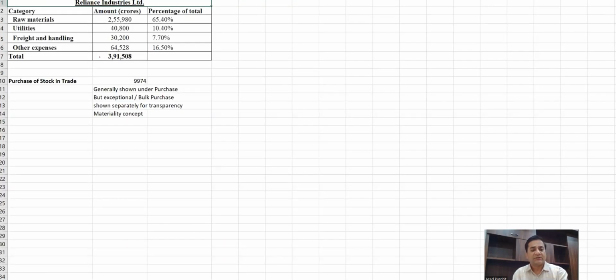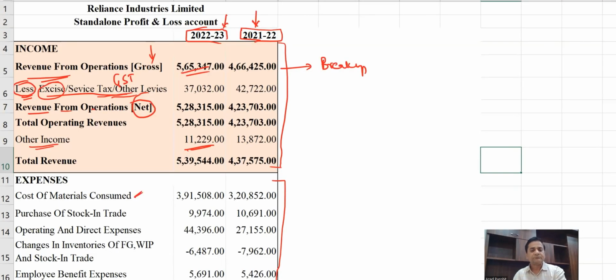Look at this now. The raw materials, the utilities, the freight and handling, the other expenses, and the total coming to 391,508. So this is the amount which has been incurred towards the materials which have been consumed for making the sale happen or producing the goods. Then you have the purchase of stock in trade. This is nothing but the purchase that you have done.